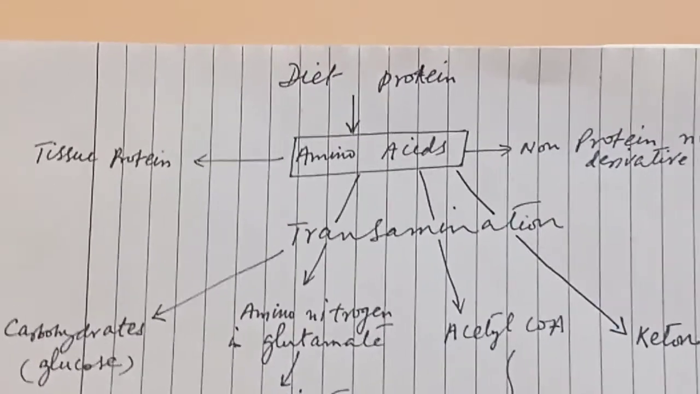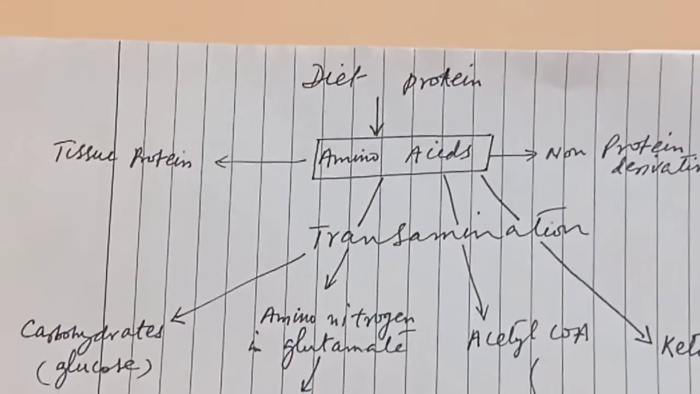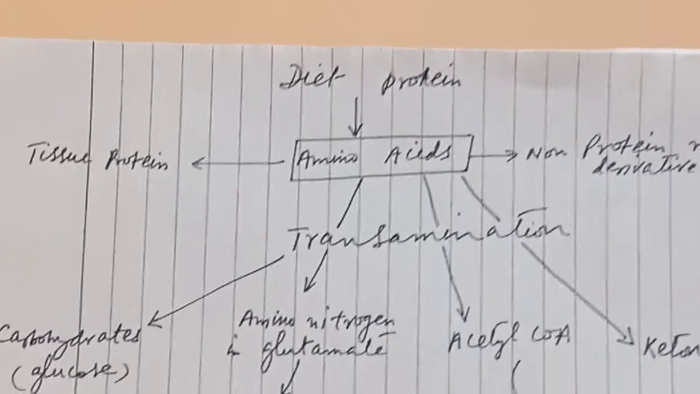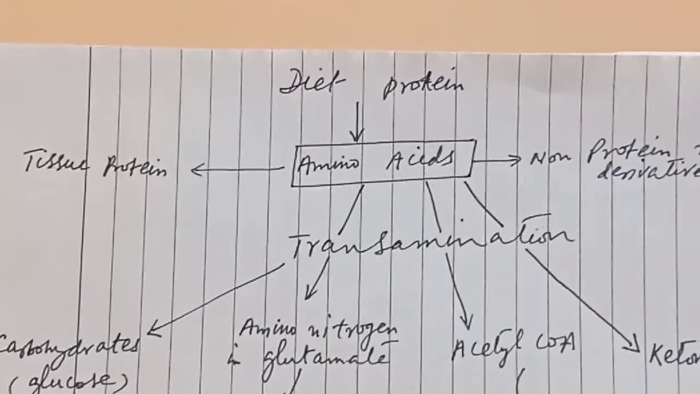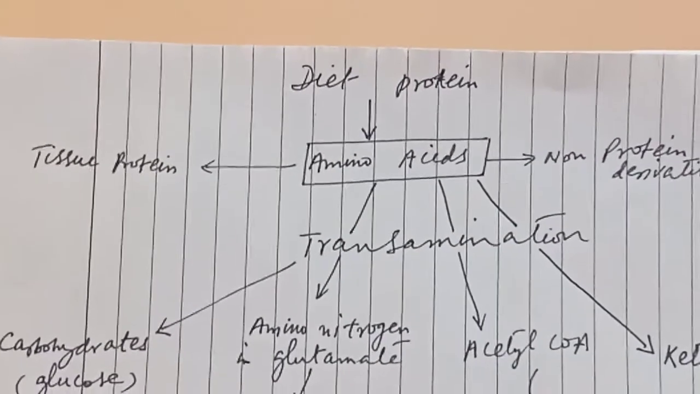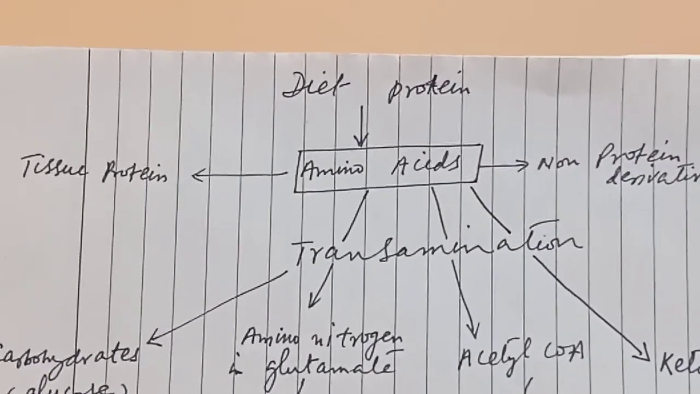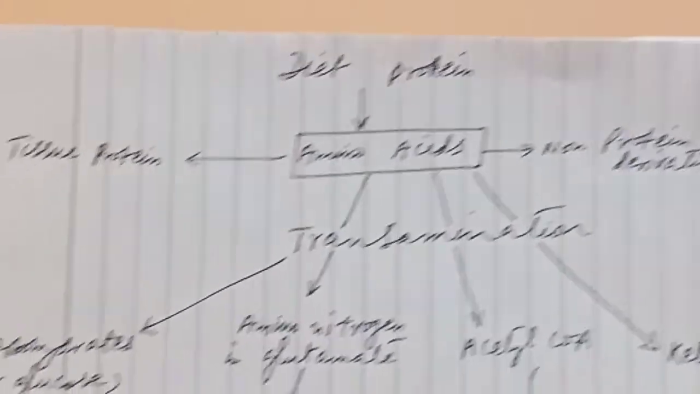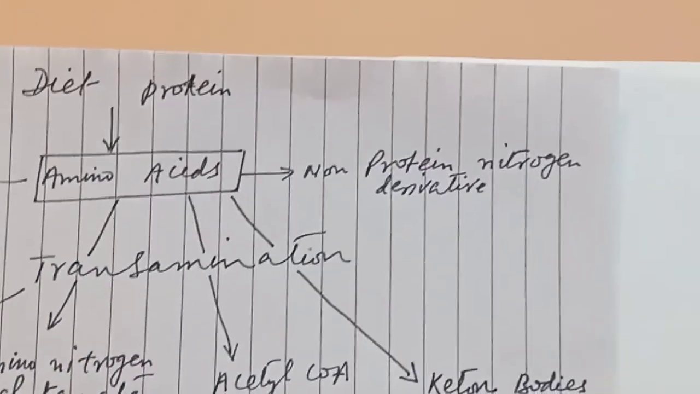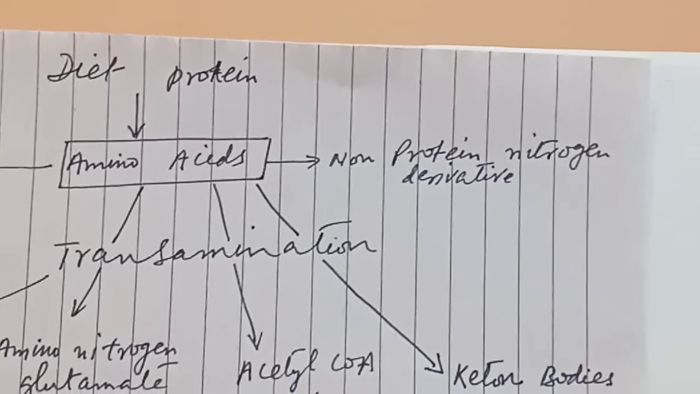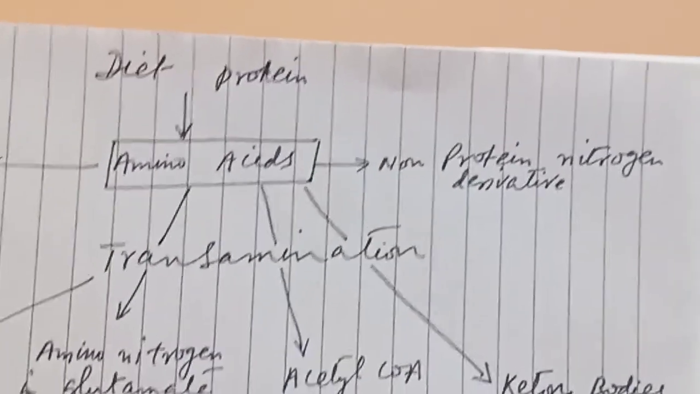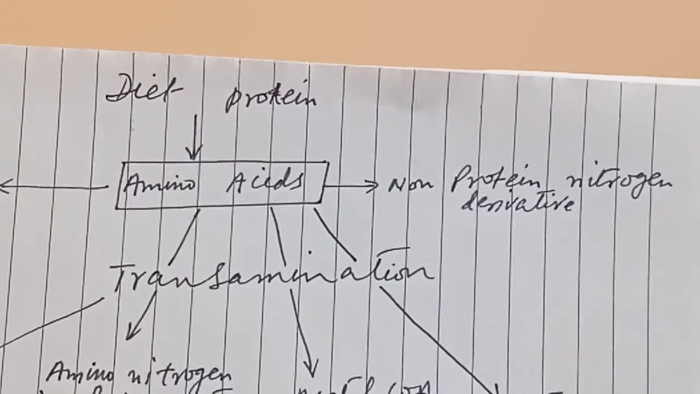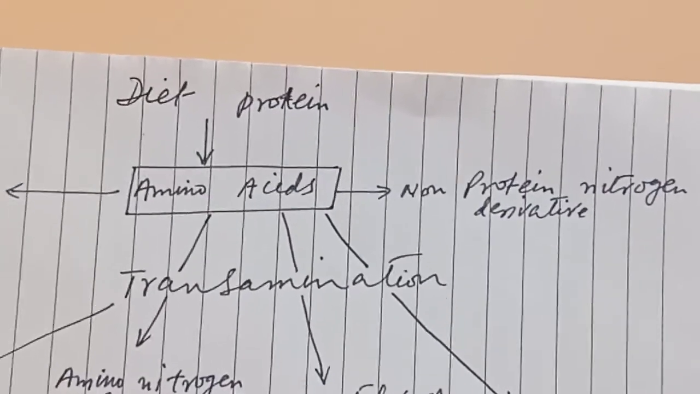Dietary protein, after complete digestion of protein, produces amino acids. These amino acids will enter the left side arrow, leading to the formation of tissue protein, that is the formation of muscles. On the right side, the amino acids undergo the catabolism process. They will produce the non-protein nitrogen derivatives, that is urea, ammonia, uric acid, etc.